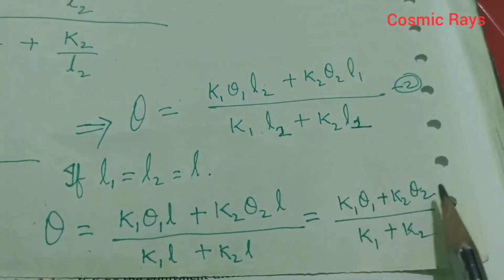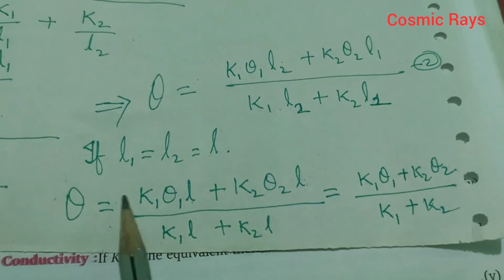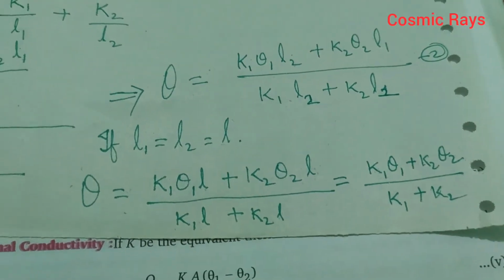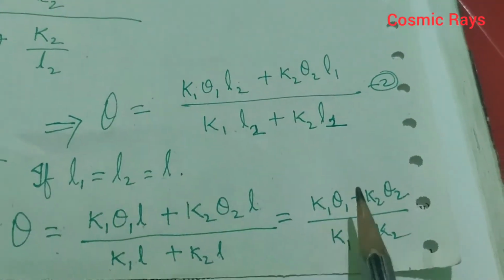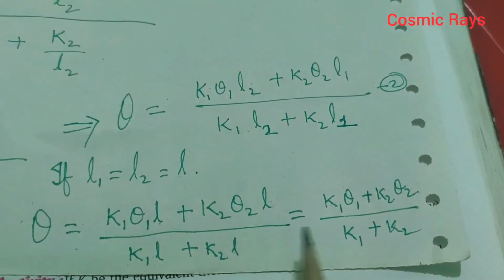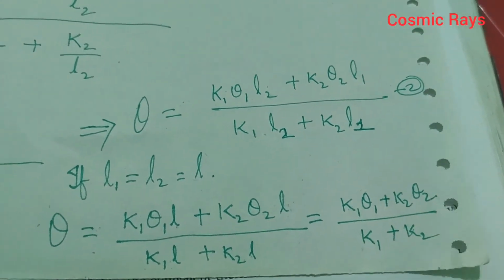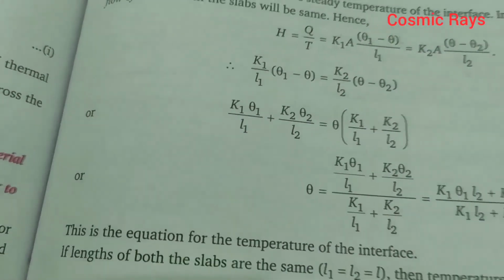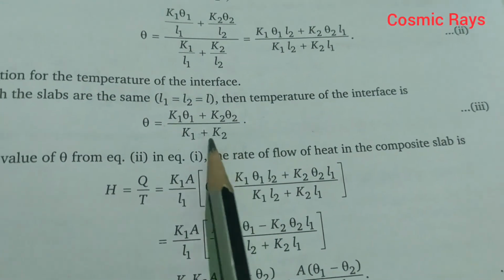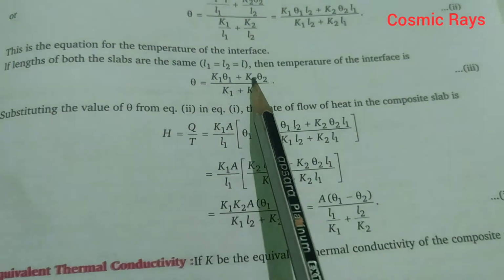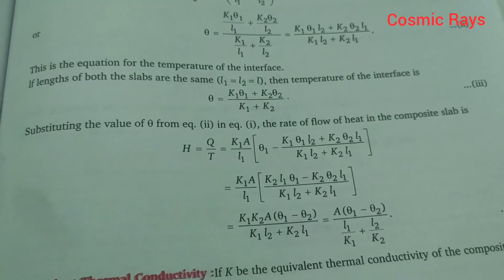From the numerator we can take L common. If we take L common, then below also we can take L common from the denominator, and they will cancel out, and our equation for theta will be reduced to K1 theta 1 plus K2 theta 2 upon K1 plus K2. This is equation 3 of the textbook. Now this is the temperature of the interface, that is theta, that we have found out.